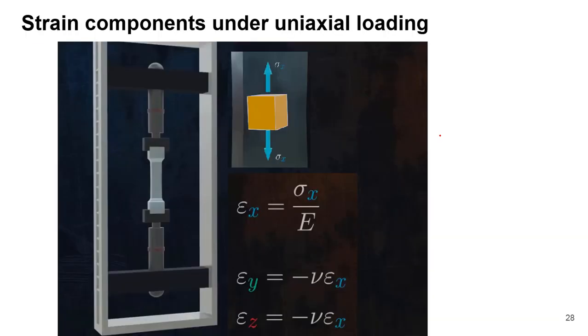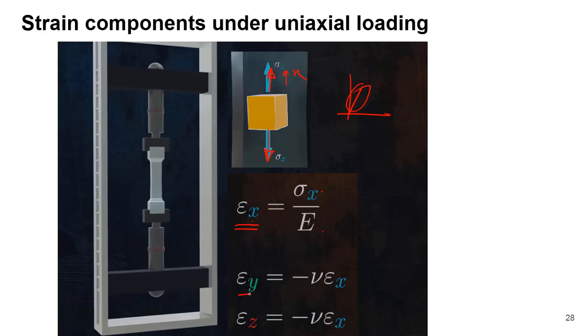Now coming to the strain components under uniaxial loading. Suppose a sample is under uniaxial loading, and the stress that is acting is sigma x. Then what is the strain? It is clear that this direction is the x direction. So along the x direction its strain will be equal to sigma x by E, because we are considering the proportional relationship between stress and strain that we have already seen in the stress strain diagram within the elastic region, right? So strain will be equal to sigma x by the modulus of elasticity, or the Young's modulus.